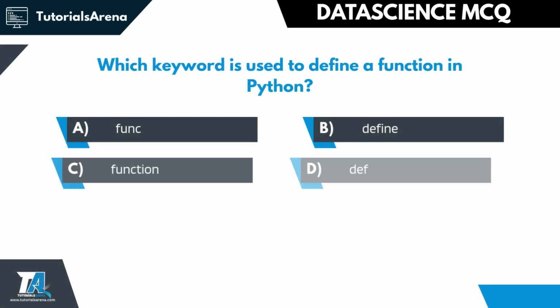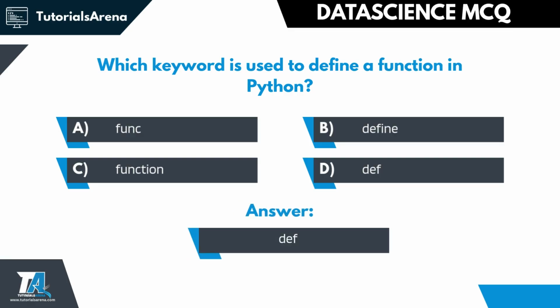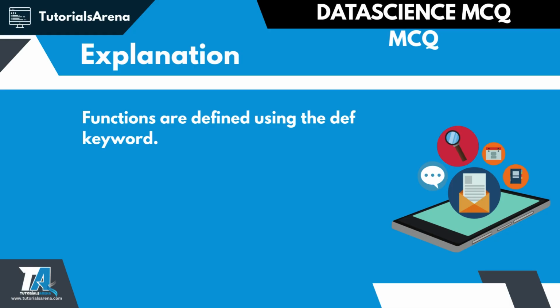Which keyword is used to define a function in Python? The answer is option C, def. Functions are defined using the def keyword.